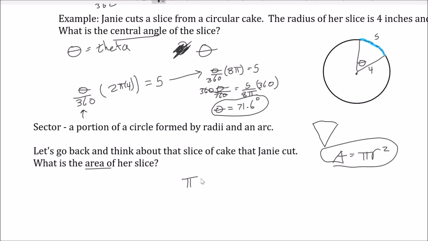Pi times, let's see, what was the radius? Radius was 4. So pi times 4 squared. We only want part of that though. Okay, and we now know that she had a 71.6 degree slice. So we're going to use 71.6 out of the whole cake at 360, and we're going to type that in, and we're going to approximate in square inches. What was the area of her slice? Okay, so 4 squared times pi times 71.6 divided by 360, and I get 9.997. If I round that to the nearest tenth, it's actually 10.0 square inches.